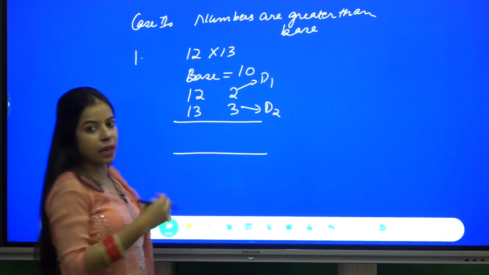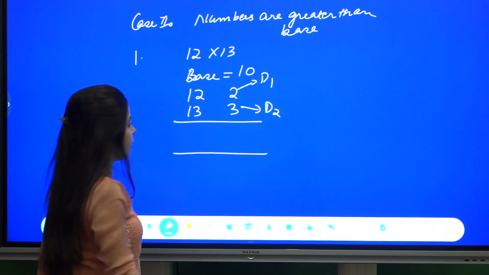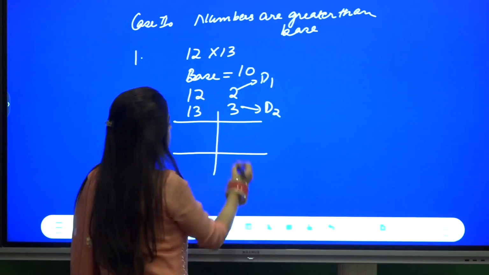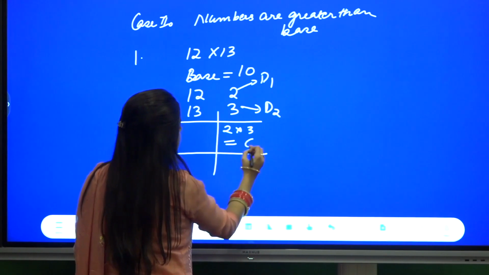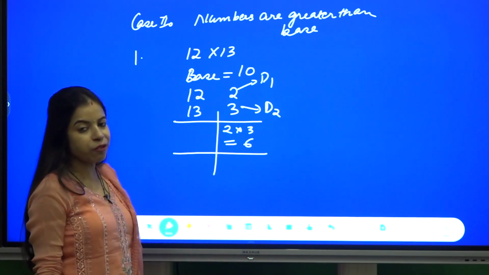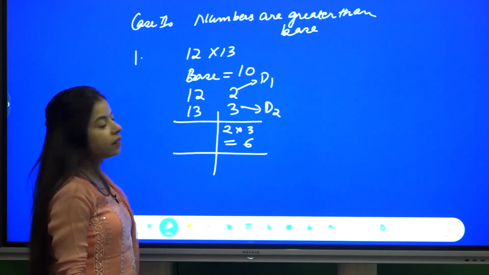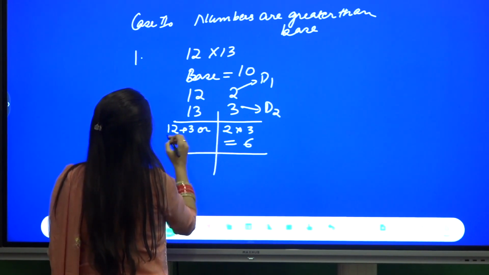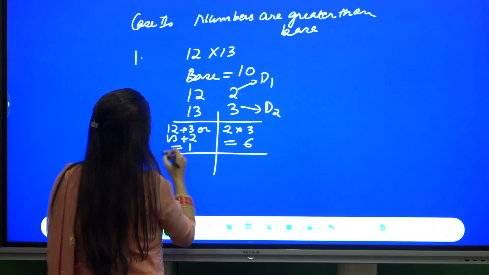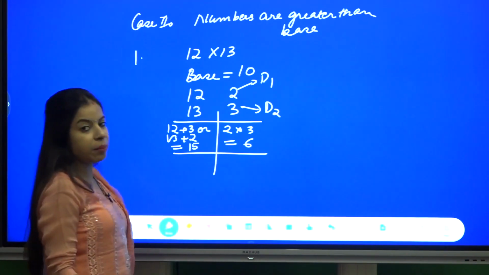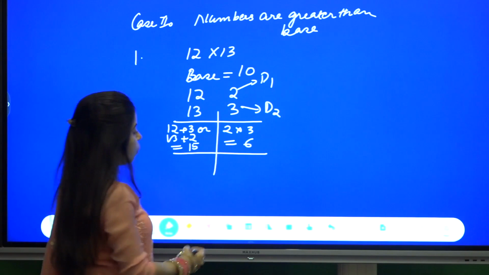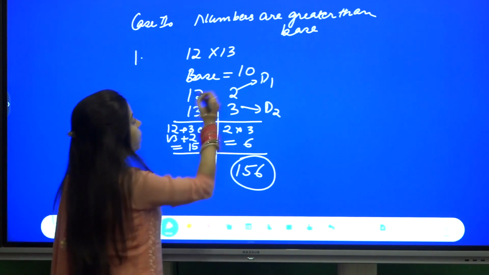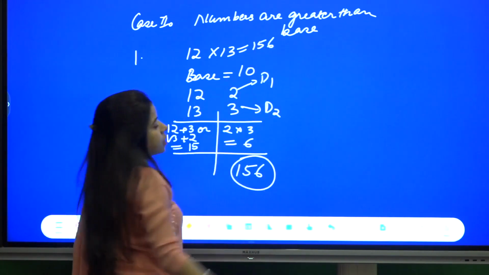We are going to divide our answer into two parts, left part and right part. For the right part, we know that it is the product of the deviations. So 2 into 3 is 6, and for the left part, we are going to add the numbers crosswise, that is 12 plus 3 or 13 plus 2, which gives me 15. And by combining the left part and the right part, I am going to get the final answer, which is 156. So 12 into 13 is 156.